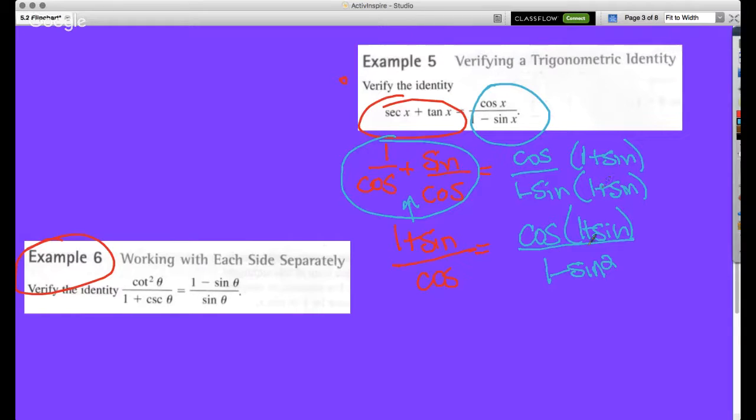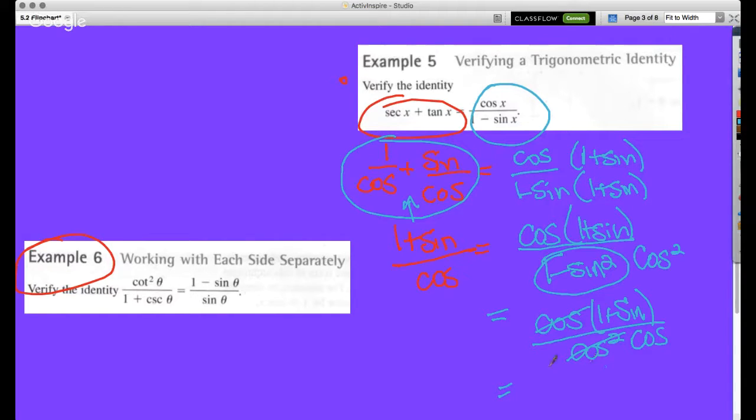Perfect. One thing that I note is that 1 minus sine squared is cosine squared. So really this we could replace with cosine squared. So what we have now is cosine times 1 plus sine over cosine squared. One of the cosines will be canceled, both top and bottom, leaving me with a cosine on the bottom. So now I'm left with 1 plus sine over cosine.